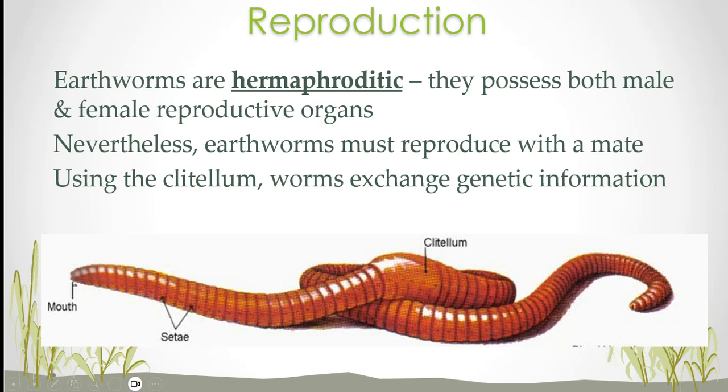Okay, so let's talk about reproduction because that clitellum has to do with it. Earthworms are hermaphroditic. That means they have both male and female reproductive organs. So you've probably heard of a hermaphrodite, has both parts. But they do reproduce with a mate. They don't self reproduce, even though they have everything they need for that.